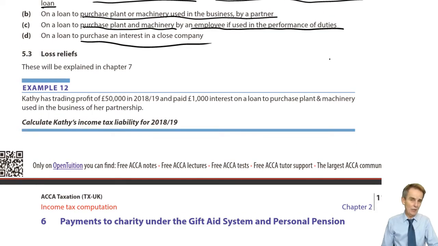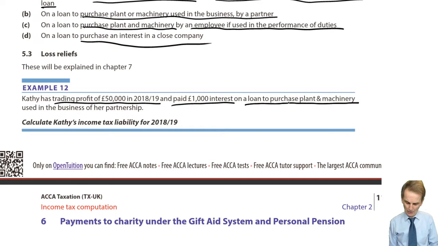Now, what we have here is a simple little example, so I'm not going to work it for you. You're going to work this for yourself. But let's just look at what we've got to do here. And it's not tricky. Kathy has a trading profit of £50,000 assessed for the 18-19 tax year and paid £1,000 interest on a loan to purchase plant and machinery used in the business of her partnership. Again, a loan to purchase plant and machinery used in the business by a partner.